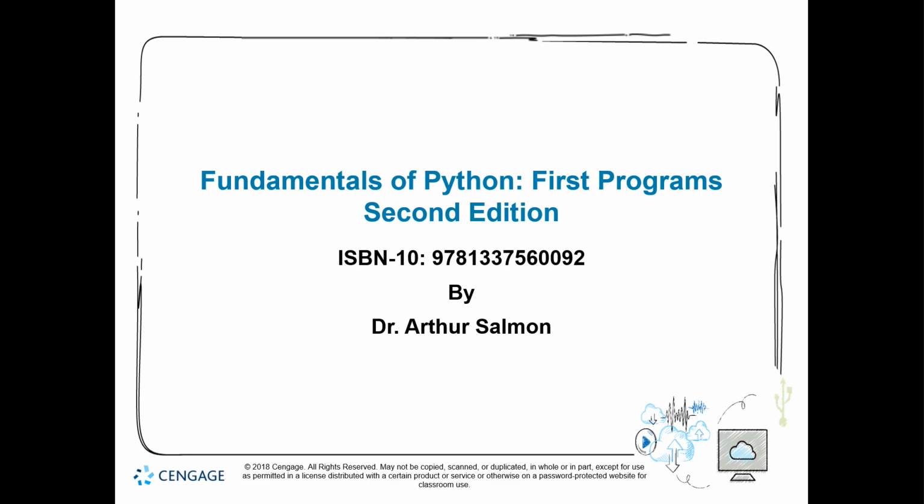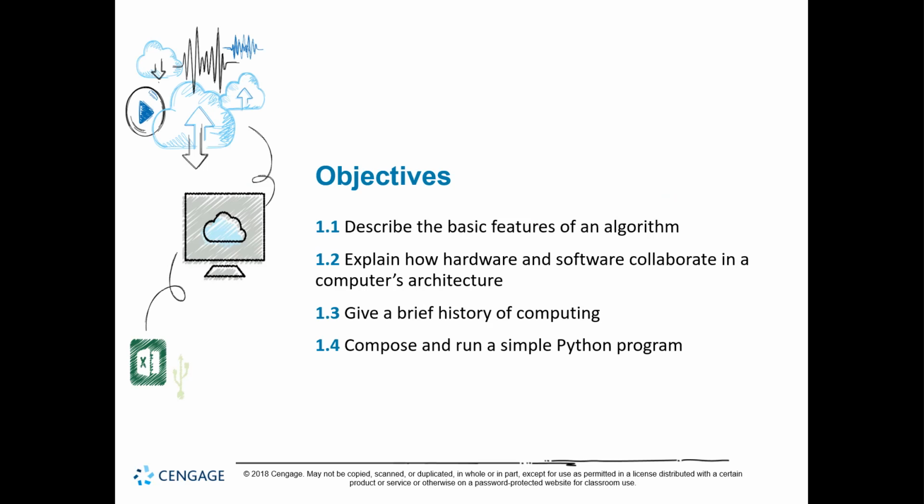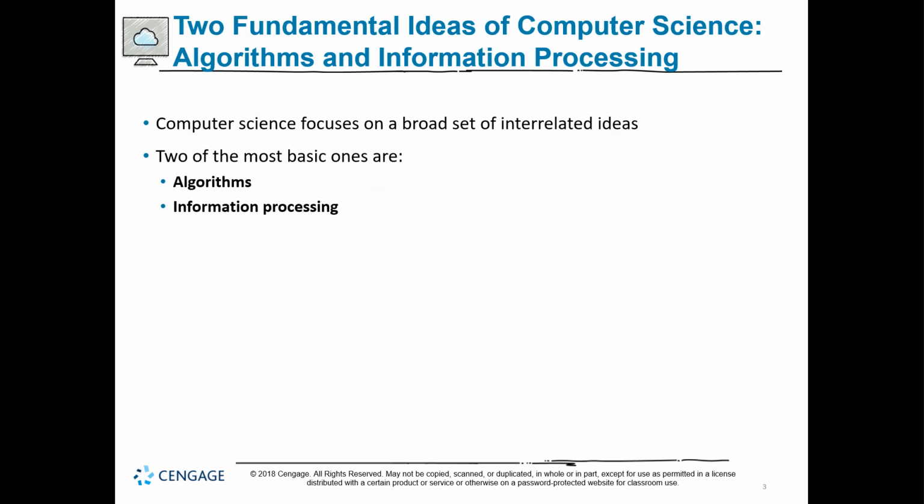My name is Arthur Salmon, and I'm going to be working with you throughout this course. Chapter 1 is a basic introduction to programming. The main objectives are to describe the basic features of an algorithm, explain how hardware and software collaborate in a computer architecture, give a brief history of computing, and lastly, compose and run a simple Python program. So let's jump right in.